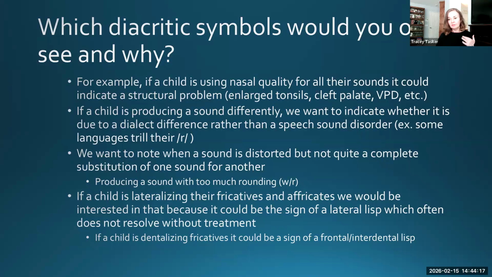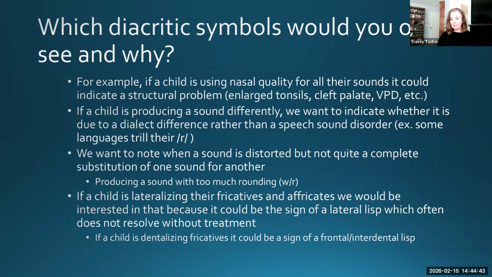So for example, one of the symbols for rounding: if it's a sound that shouldn't be rounded, then lots of times kids will substitute the w sound, but maybe they're not doing a complete substitution. Maybe it's just that they haven't quite got their mouth retracted enough to make the sound that they're trying to make.